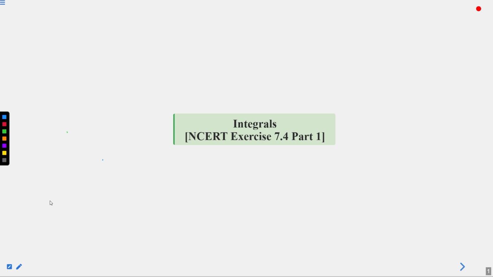So in today's class we will study integrals and we will try to cover NCERT exercise 7.4 part 1, right?